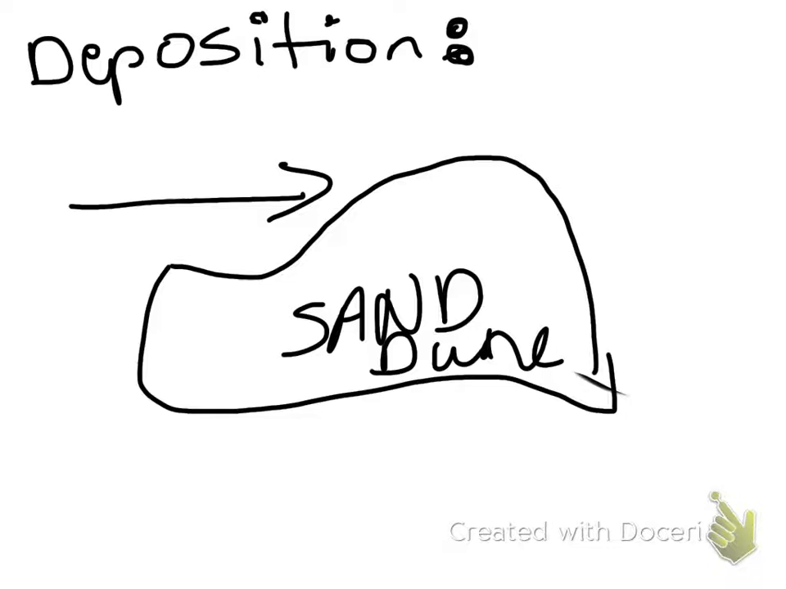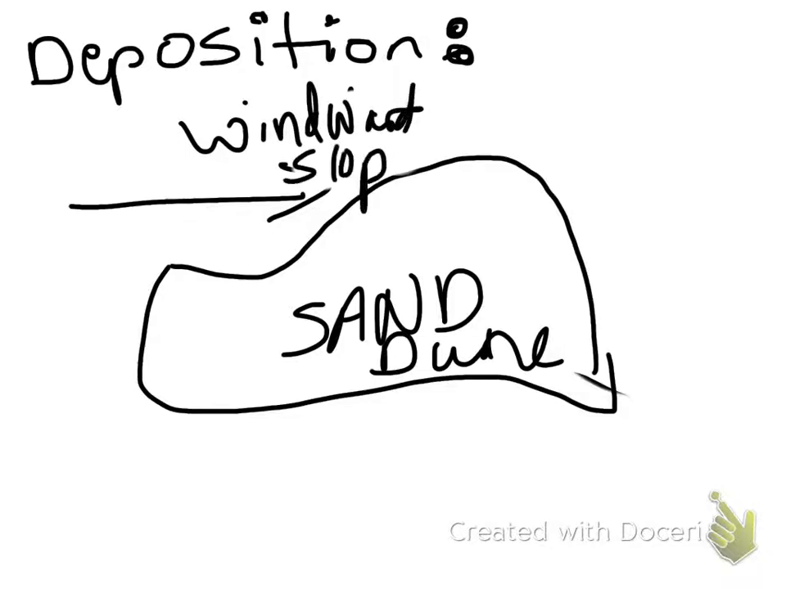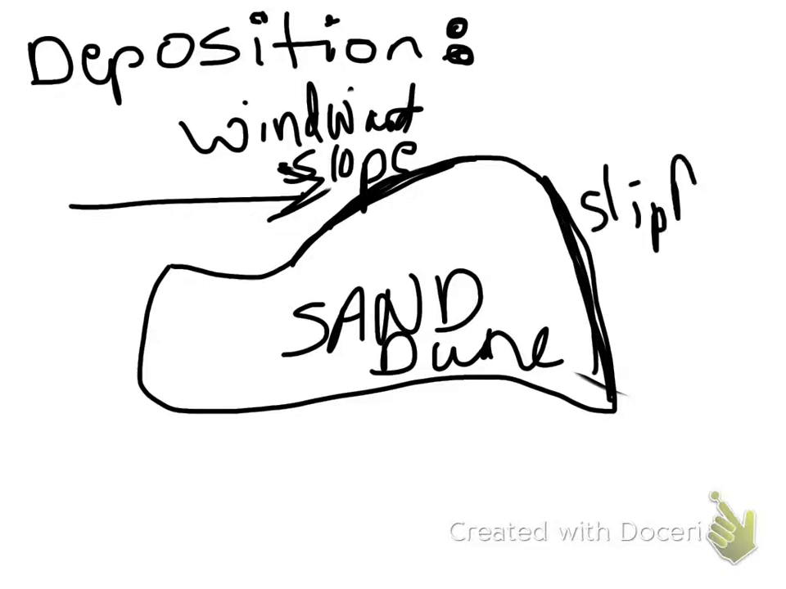The wind is moving in this direction towards the sand dune here. This is called my windward slope. That's the side that the wind is coming at and touching. On your other side, it's a steeper slope called your slip face. Remember, you can slip or fall on your slip face because it's really steep.